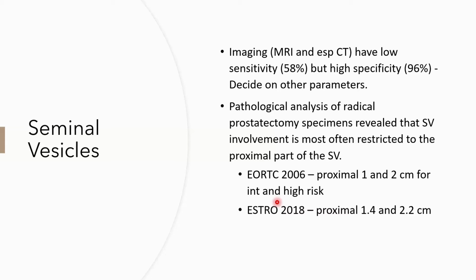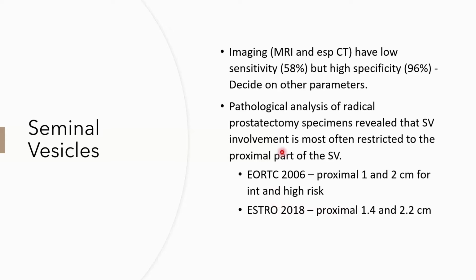Because it has a relatively low sensitivity, we often have to contour the seminal vesicles decided on by other parameters. These are generally the Gleason score and the PSA, and we use the Roach formula to calculate. So in our usual practice in India, when we see prostate cancers, which are generally a bit advanced because we don't have a screening program, the chance of having seminal vesicle involvement is relatively high.